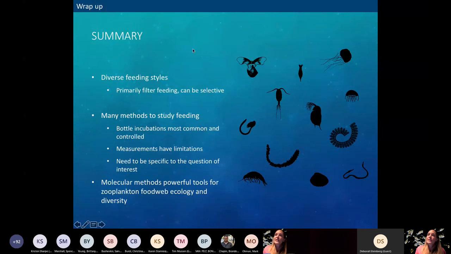Okay, so in summary, there are diverse feeding styles in the zooplankton. Lots and lots of filter feeders. They can be selective, but there are other types of predation and setting up traps. There are also many methods to study feeding, but bottle incubations are the most common and controlled experiments you could do. Each measurement you make has limitations, so be careful to be specific to your question of interest. And I am a proponent of molecular methods as powerful tools for zooplankton food web ecology and diversity.